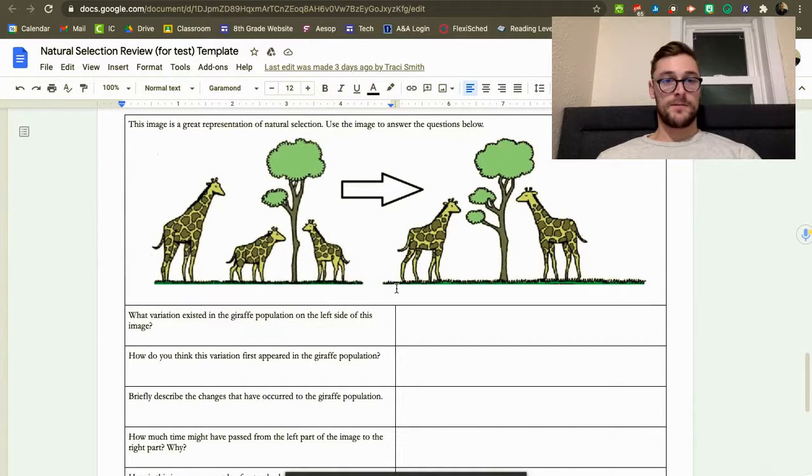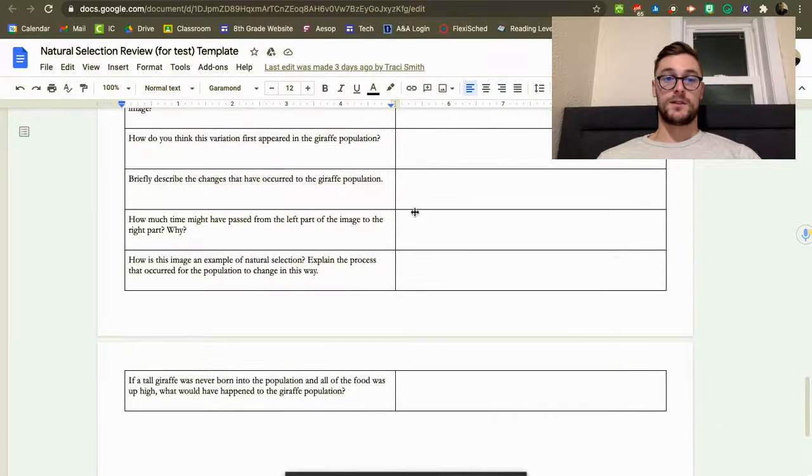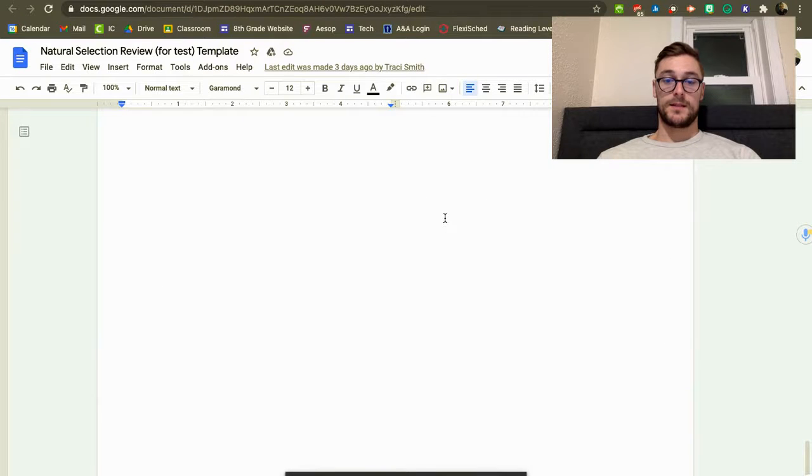And then we have an image of some giraffes. So we have this one on the left side, and then we have some on the right side. And so you're going to use this image here to answer these questions down below. These one, two, three, six questions down below right here. And that's the end of it.